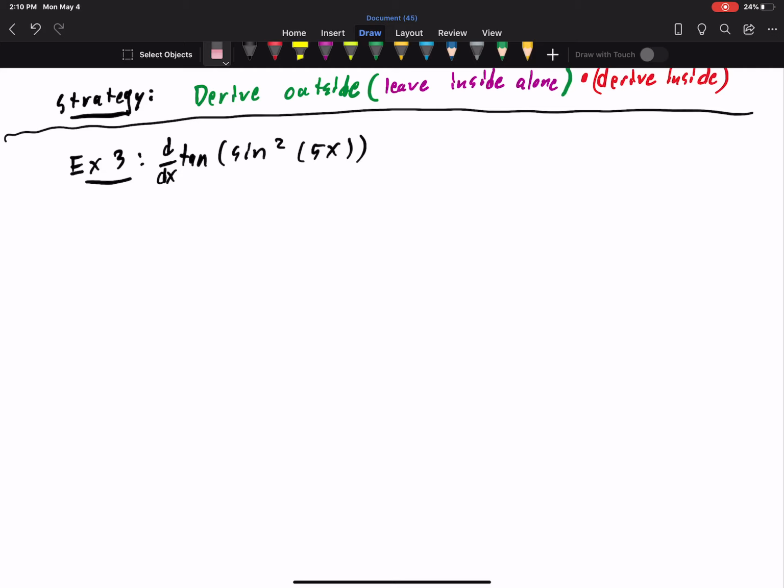All right, example 3. We're getting a little bit more involved and a little bit more technical with this, because in this particular problem, we're taking the derivative of tangent of sine squared of 5x. So what this is, technically speaking, is 4 functions being composed here. So we're not going to do the usual approach of writing the outside and the inside functions.